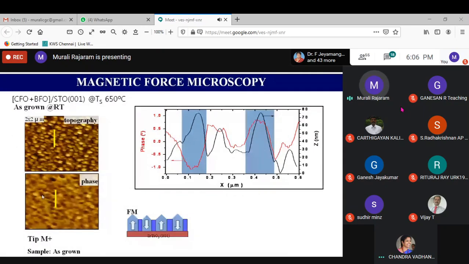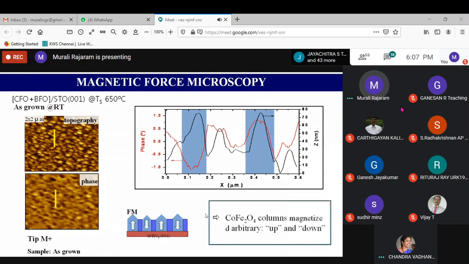So if you do a line scan on this topography, these are all columns here. You can clearly see that some columns are oriented down, and some columns are oriented up. That means on as-grown samples, we have shown that the rods, the nanostructures alone, are magnetic, and they are randomly oriented either up or down. So this shows that your rods alone are magnetic.